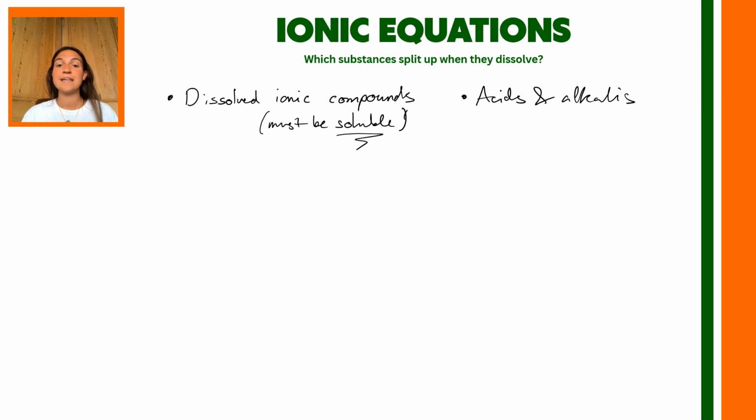And then the other one is acids and alkalis, and we should know that because we know when acids are dissolved, they release positive hydrogen ions, and when alkalis are dissolved, they release negative hydroxide ions.